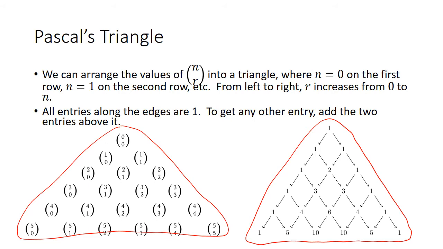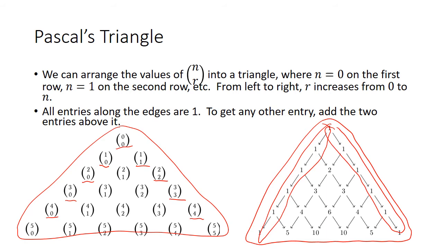What's interesting is that all the entries along the edges are 1. For example, the first entry, 0 choose 0, is the number of ways to choose 0 objects from a set of 0 objects, and there is one way to do that: just stand there and do nothing. The same goes for this whole left side: the number of ways to choose, for example, zero objects from a set of four objects is one, just don't take any of them. Along the other side they're also all ones, which makes sense too, because if you want to choose four objects from a set of four objects, there's one way to do that: take all of them. So these are all ones along the edges.